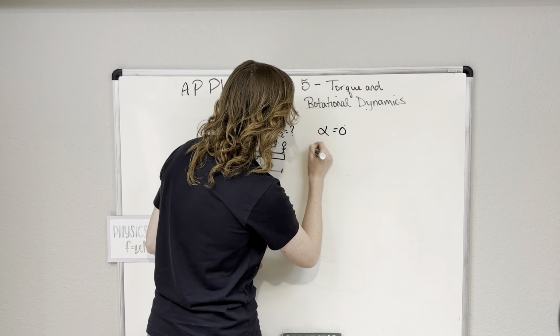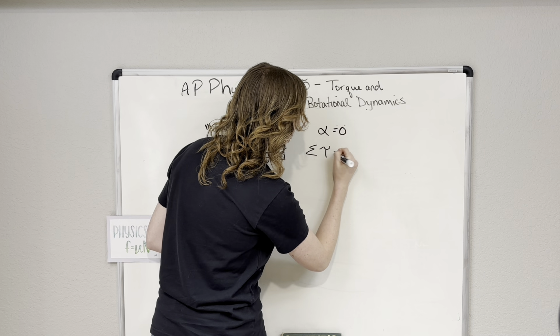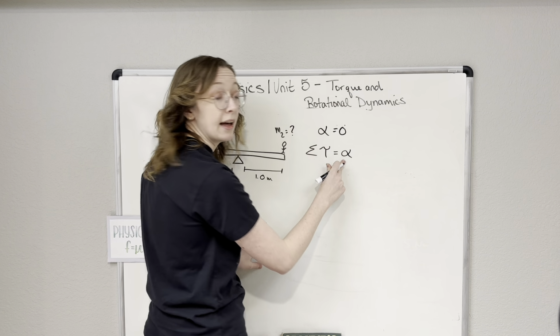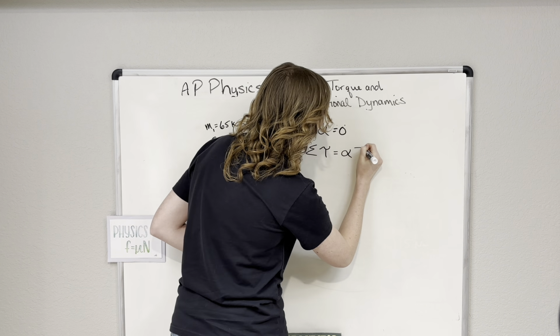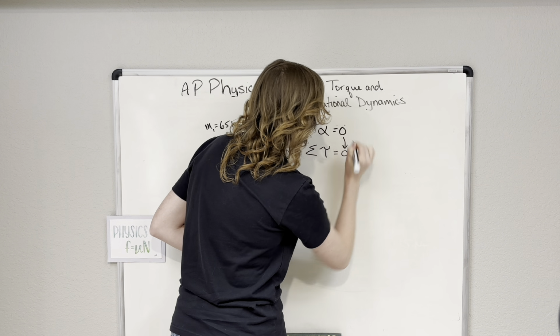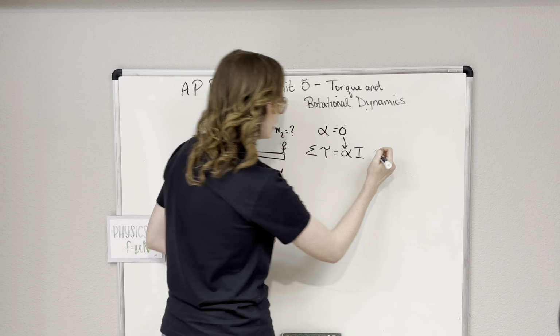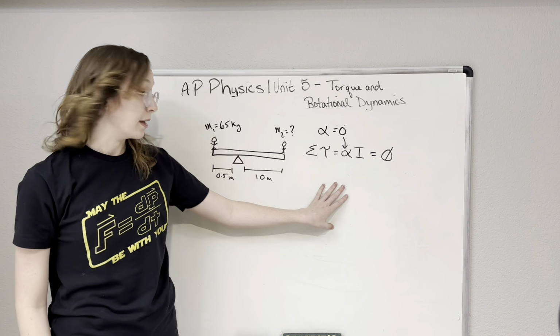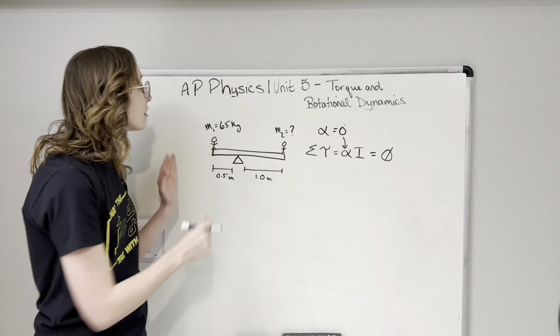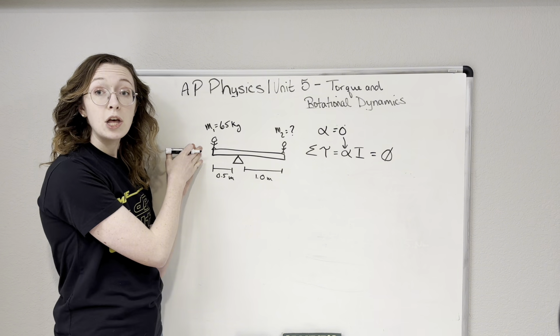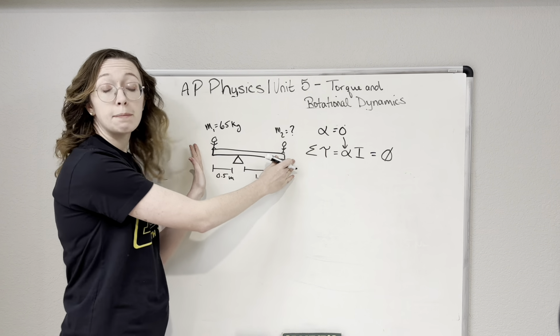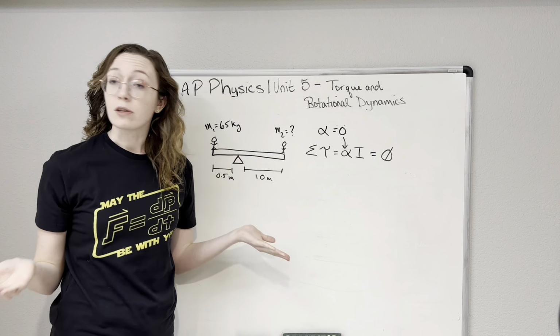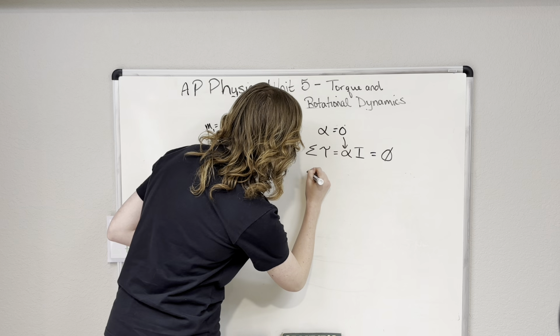So that means that I want my net torque, which is equal to my angular acceleration times my moment of inertia. Well, if the acceleration is 0, 0 times anything is 0, so I need my net torque to be equal to 0 in this system. So I need the torque exerted by child 1 to be the same as the torque exerted by child 2. So what is the torque exerted by both child 1 and child 2?